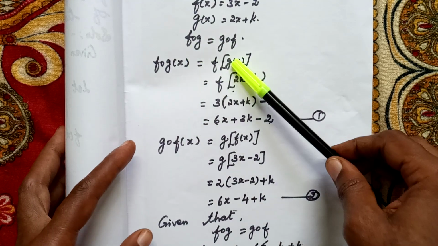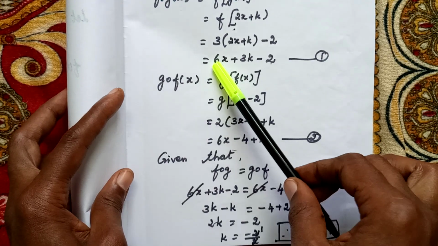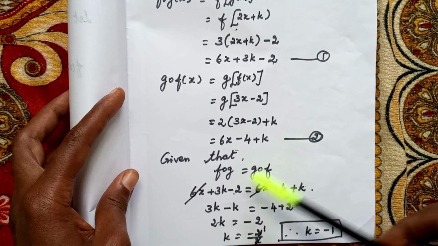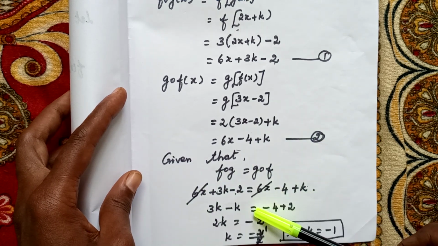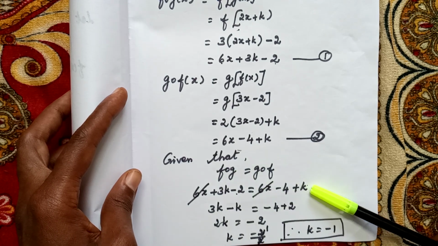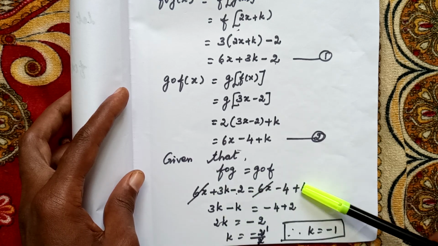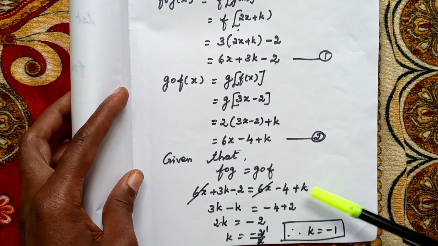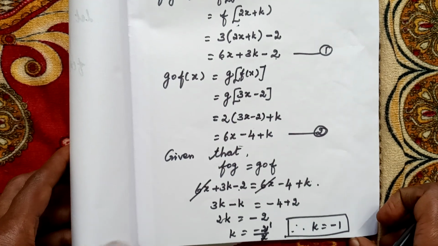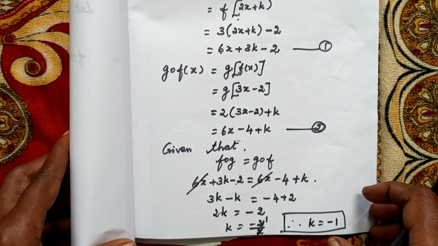Given that f composite g is equal to g composite f, so 6x plus 3k minus 2 is equal to 6x minus 4 plus k. On both sides, we can cancel 6x. Next, take the variable terms to one side and the constant values to the other side. So 3k minus k is equal to minus 4 plus 2. So 2k is equal to minus 2, k is equal to minus 2 by 2, k is equal to minus 1. Have you understood this? Okay.